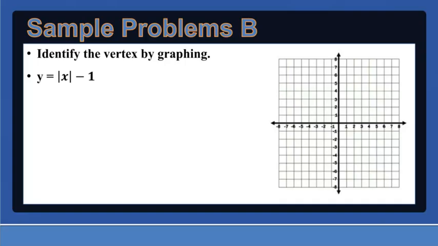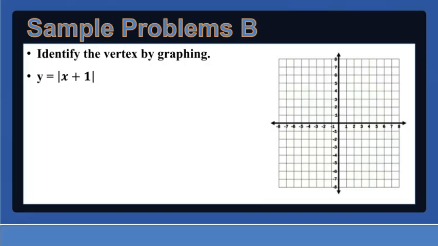Next, identify the vertex for this one. I know the x is 0 because it doesn't go to the right or left, but it goes down 1, so at negative 1. So that would be our vertex, but to prove it, put 0 in for x. Absolute value of 0 is 0, minus 1 is negative 1. Choose a point on each side. Absolute value of 1 is 1. 1 minus 1 is 0. Put negative 1 in there. Absolute value of negative 1 is 1. 1 minus 1 is 0. So this one, all it did was it went down because of this last part where your k is negative 1.